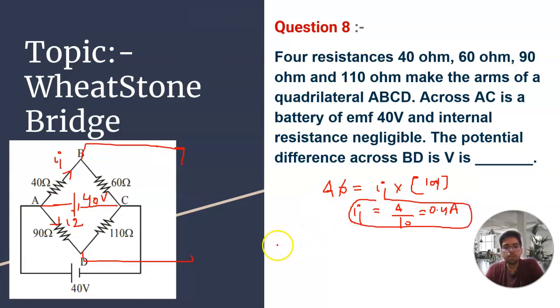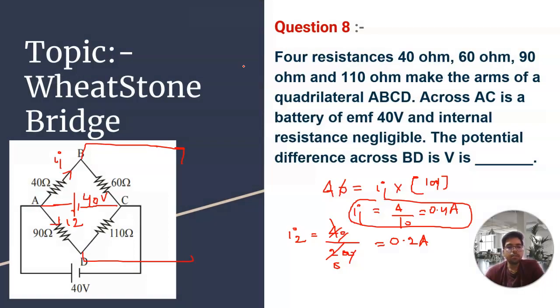Now tell me how much will be I2. I2 is simply 40 by 110 plus 90, that is 200. So 4 5s are 20. Finally I2 is 0.2 ampere. Now they are asking the potential difference across BD. Simply we will apply Kirchhoff's law. It will be how much?